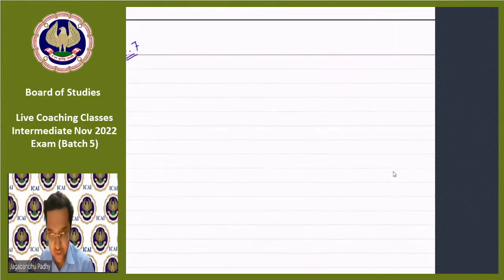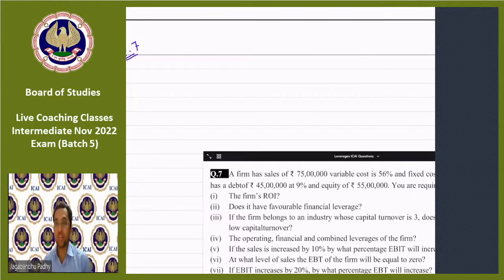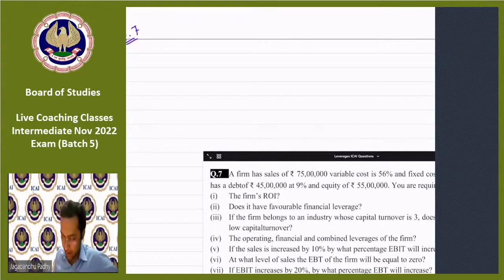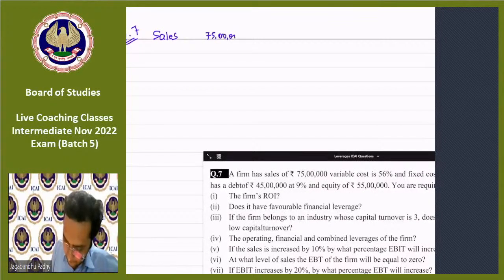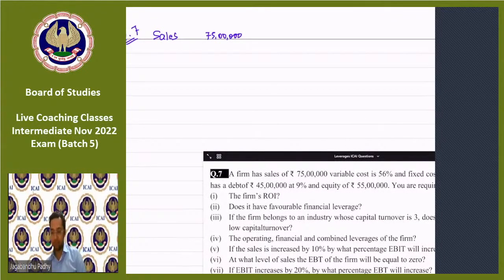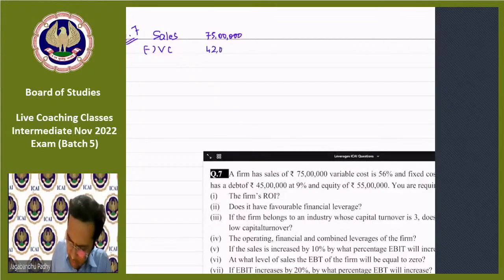Okay, fine. Let's go ahead with question number 7, in which we have a lot of things to be done, a lot of calculations to be done. So let's first prepare the format, starting with sales of 75 lakh. Variable cost is 56%, so less variable cost: 75 lakh multiplied by 56% should be 42 lakh as variable cost.